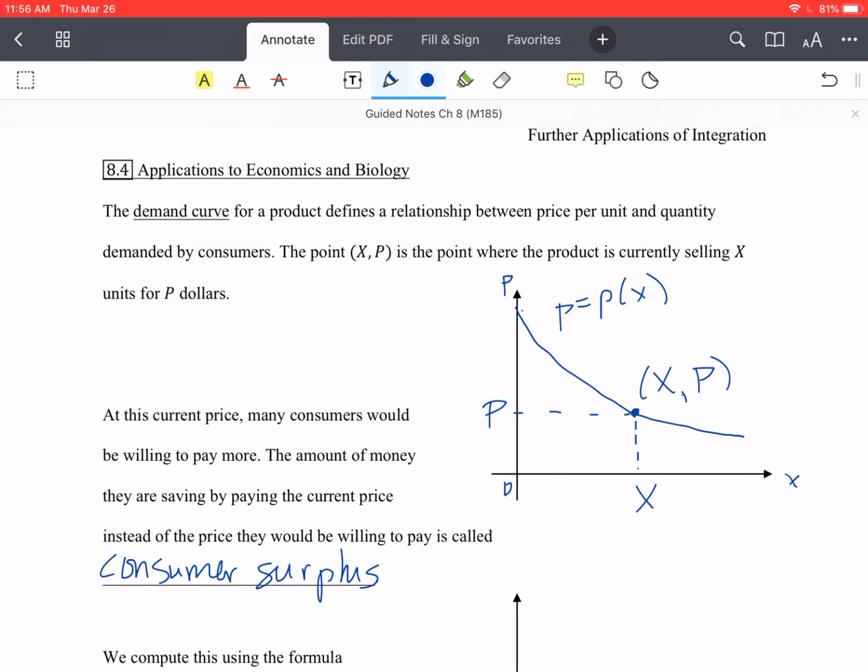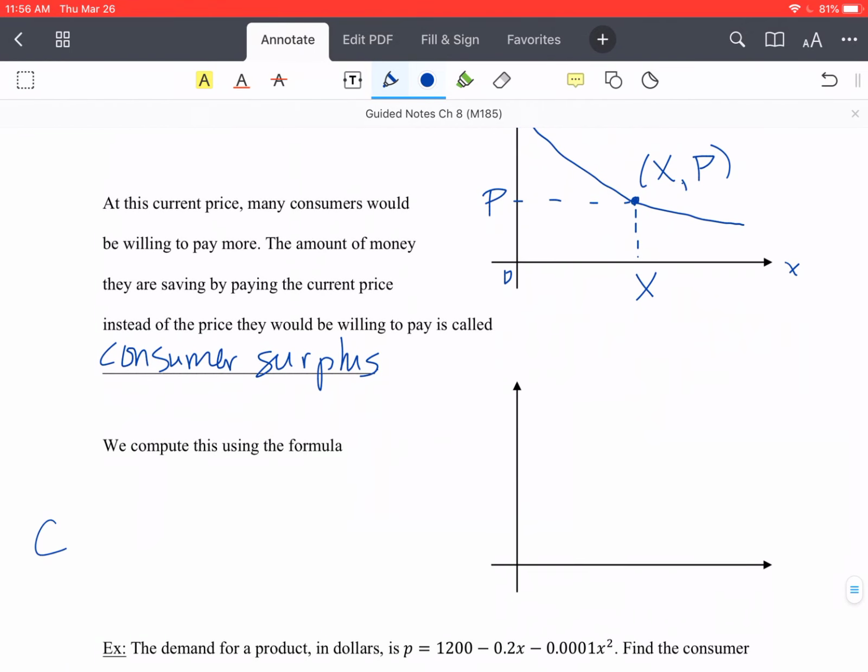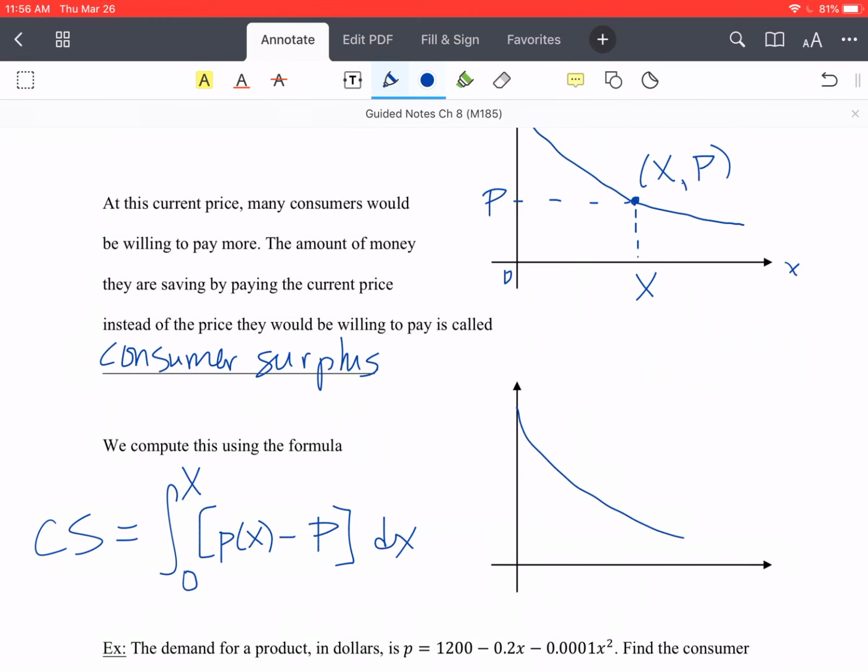When we're trying to find and compute what consumer surplus is, we're going to be using the following formula. So consumer surplus is the integral from 0 to x of p of x minus p dx. Okay, so here's our curve. Here's our point x comma p. Okay. And again, this is our function p of x.